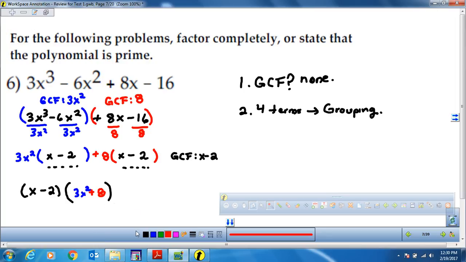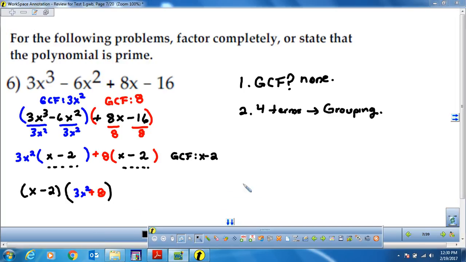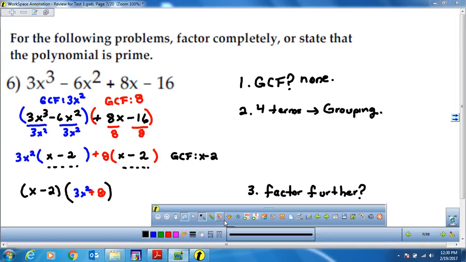Okay. Step number 3. There's a third step to this process. Can we factor this polynomial any further? Well, we determine that by looking at whether there's still a factor that contains squares. In this case, there is still a factor that contains squares. We have the second parenthesis.